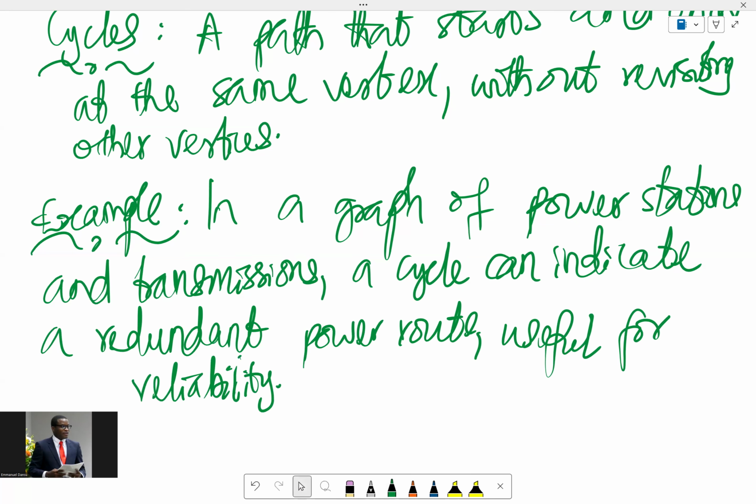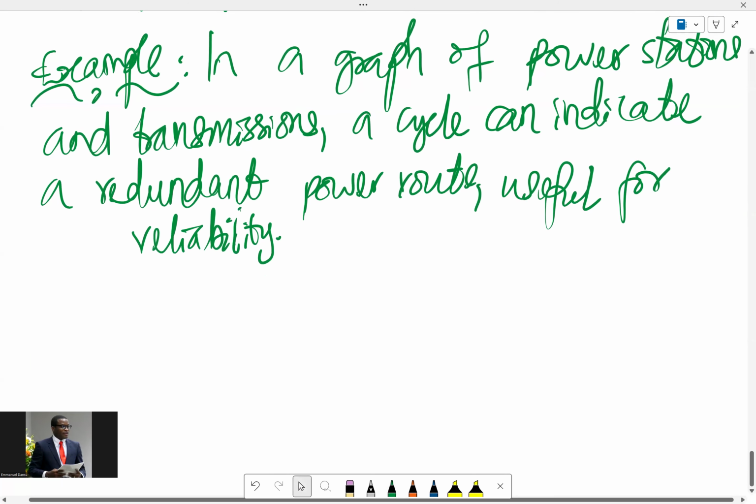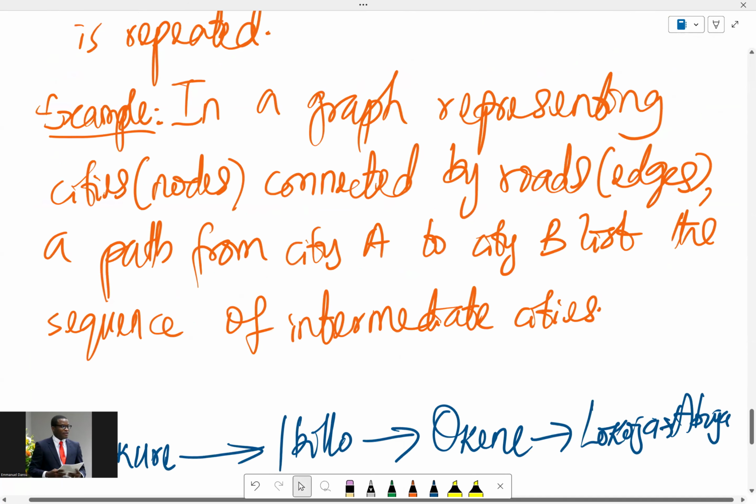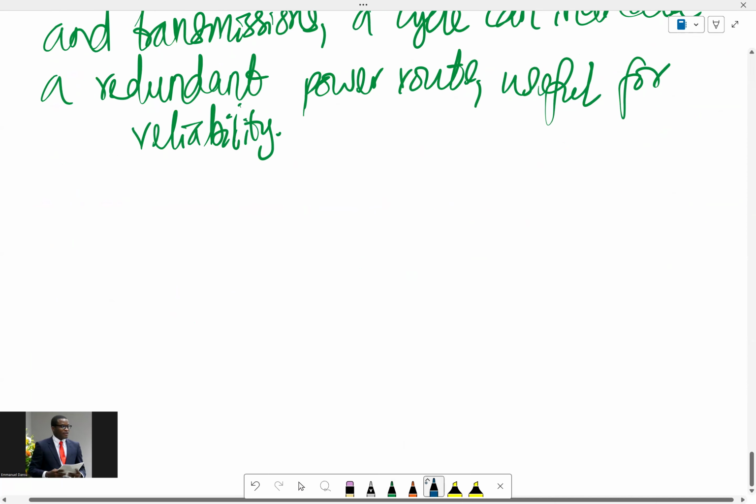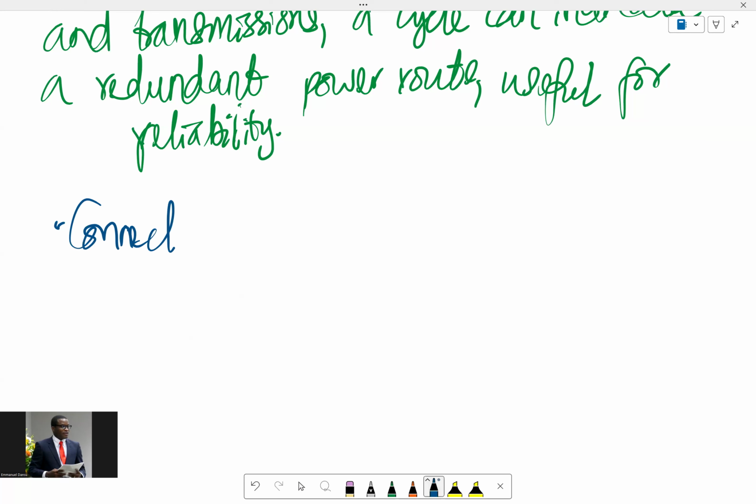So you see, cycles have their importance too, but sometimes we don't desire cycles because they are like a closed loop. Nothing flows out, nothing flows in. Things just keep moving around in the cycle like that. Then we talk about connectivity now.